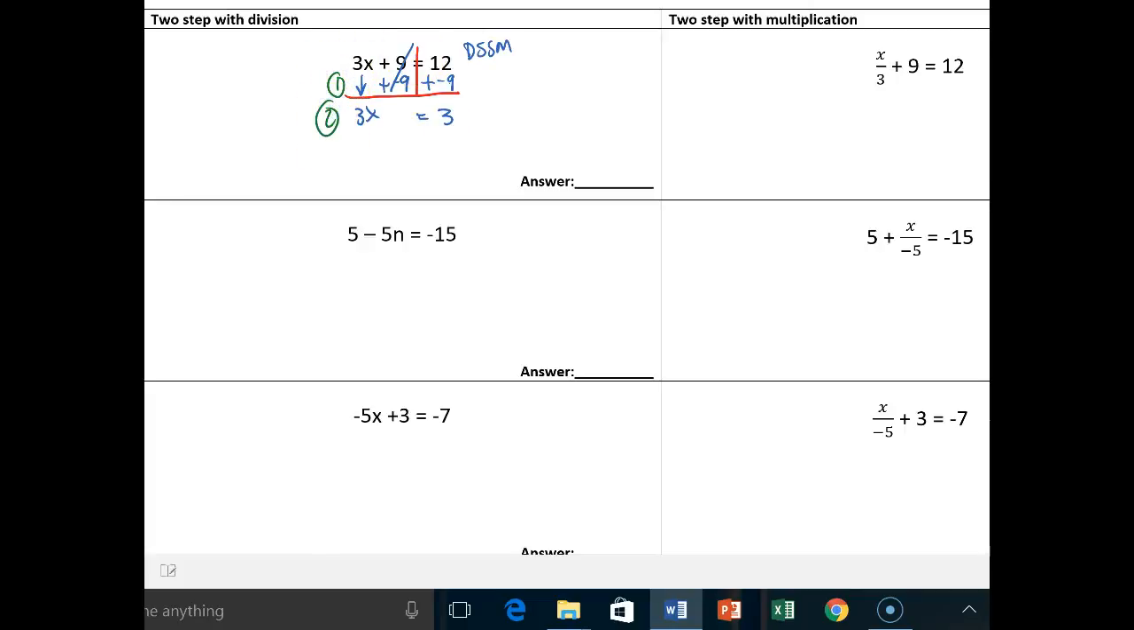So I have 3. That's always step 1. And then step 2 would be, okay, 3x is equal to 3. 3 times some number equals 3. I just divide to figure that out. 3 divided by 3 cancels out because it's 1. I'm left with x, and then 3 divided by 3 is 1. So 1 is your answer.